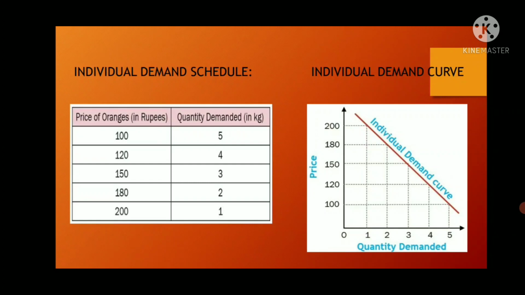When the price was 100, demand was 5 kg. When price increased from 100 to 150, demand decreased from 5 kg to 3 kg. So this shows us that price and quantity demanded have an inverse relationship. When the price of a particular product increases, the individual demand for that product will go down, and as a result you can see that there is a downward sloping demand curve from left to right.